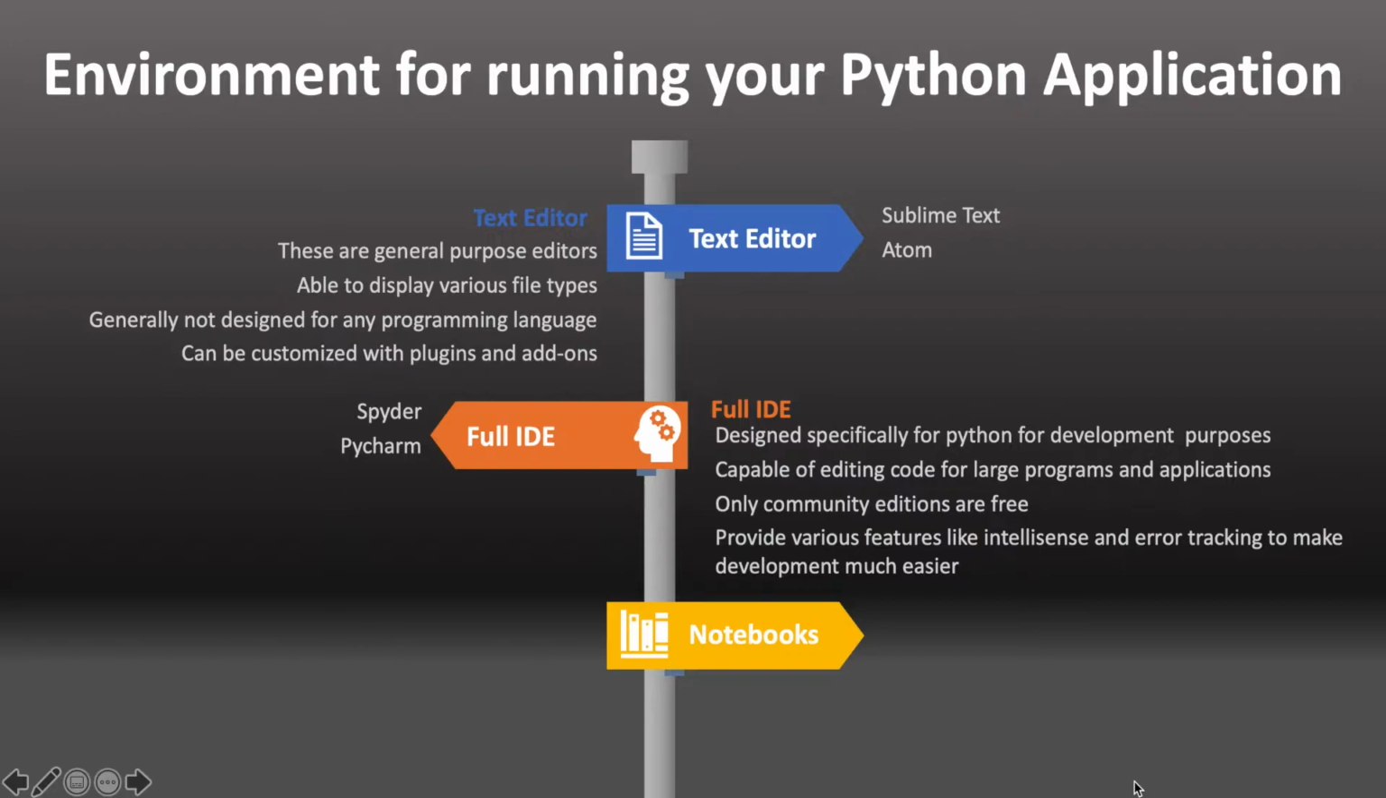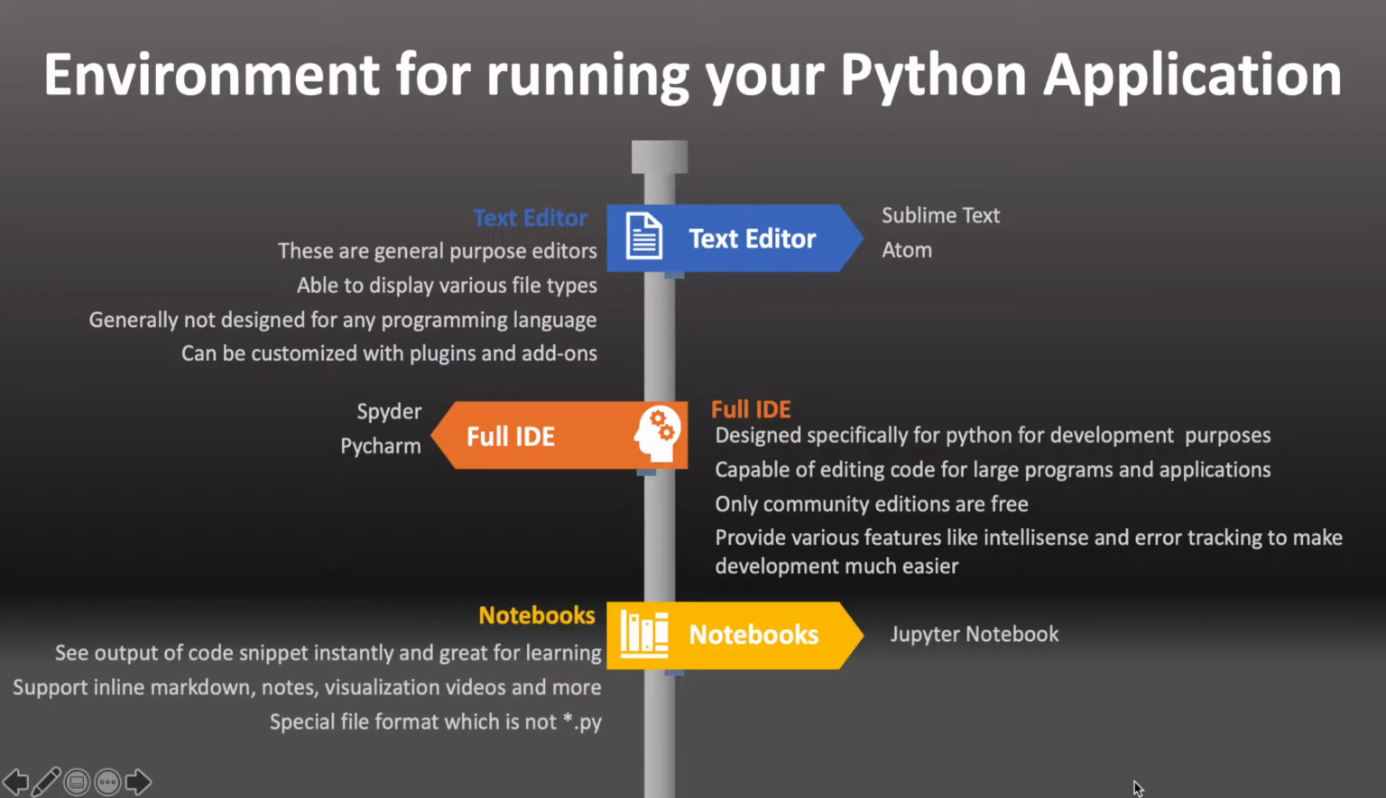Example of full IDEs can be Spyder and PyCharm, which are specifically designed for Python for development purposes. Capable of editing code for large programs and applications, and only community editions of these are free. Provide various features like IntelliSense and error tracking to make development much easier. You can write a full-fledged application with the help of these IDEs.